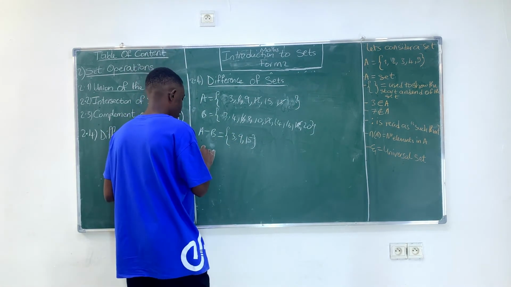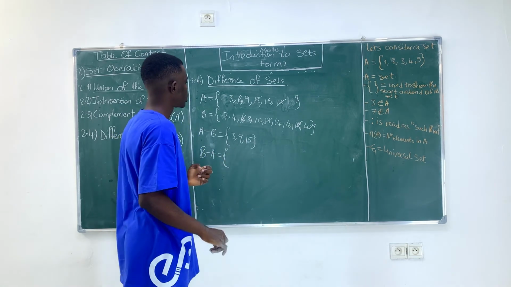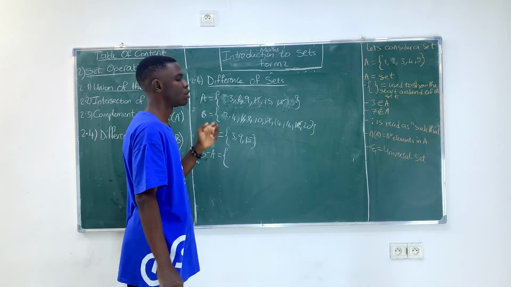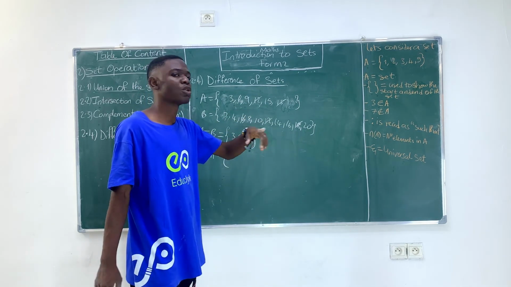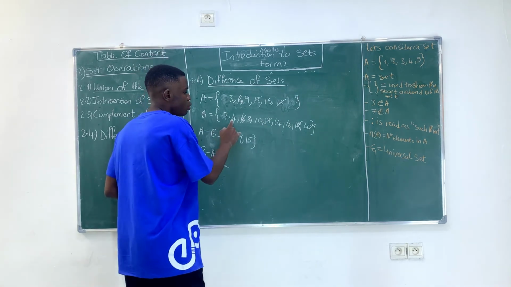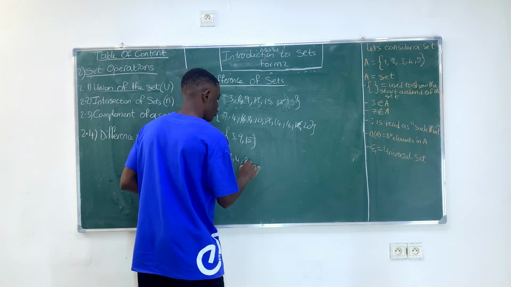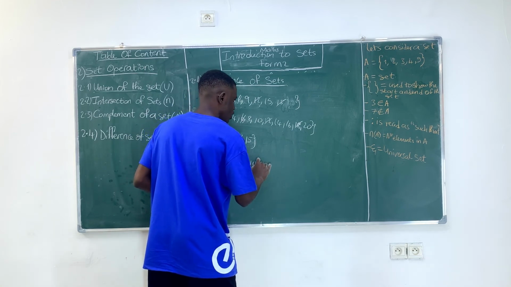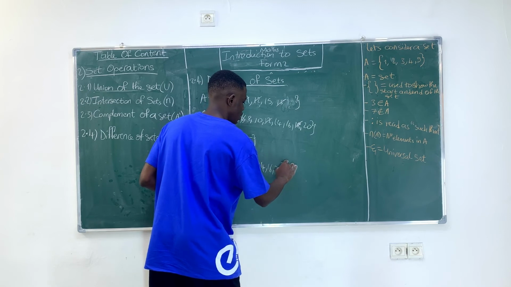Now, what is B minus A? B minus A is values of B which are not in A. So when you have cancelled common values, you'll be left with values of B which are not in A. So you have 2, 4, 8, 10, 14, 16, 20.